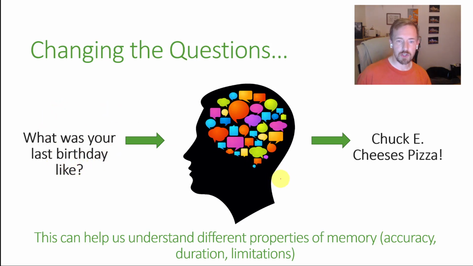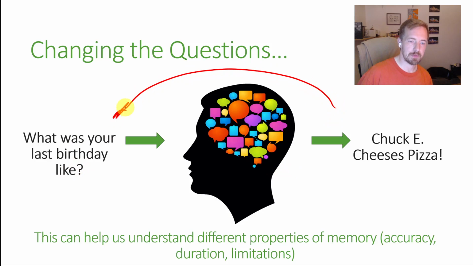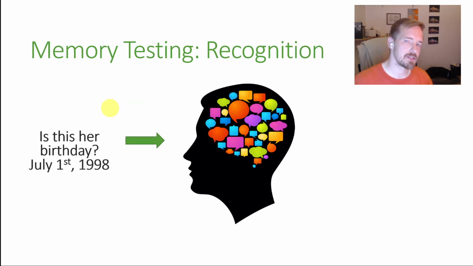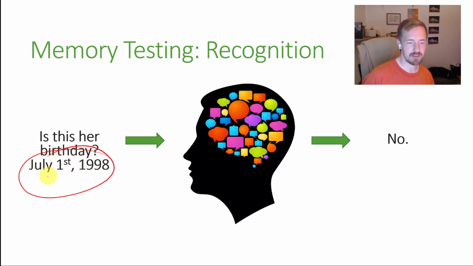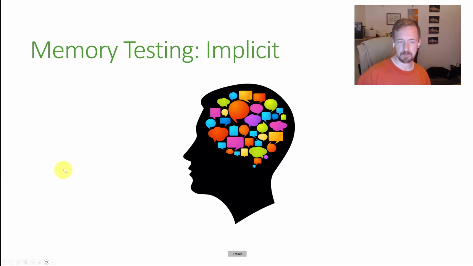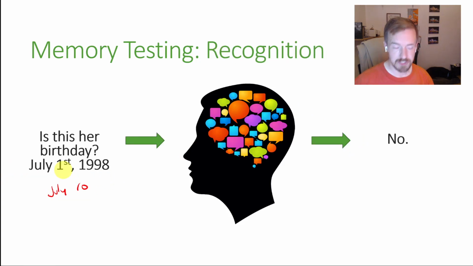In this case, you are still relying on recall, right? Because you're generating what that memory was. But we can change this up. So if I were to say, is this her birthday? July 1st, 1998. And you said, no, that's an example of, oh, you don't remember this. Because that was actually, my bad. The example on the last slide was July 10th, right? So this person is accurately showing that they do have a memory for the correct date. That would be an example of a recognition task.